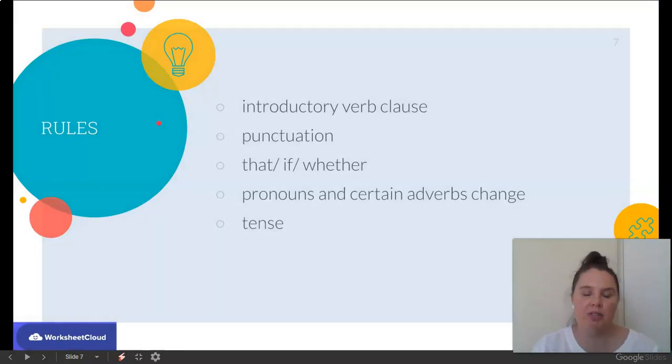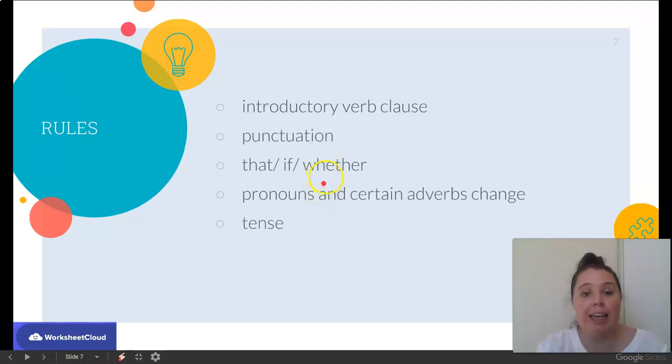Alright, so there you guys would have seen some basic elements of direct and reported speech. And the rules that we're looking at today cover pretty much all the different concepts, and we're going to be focusing on how these rules affect your sentence when changing from direct to reported speech. We will be looking at what an introductory verb clause means and what it does for the sentence. We'll be looking at the punctuation changes.